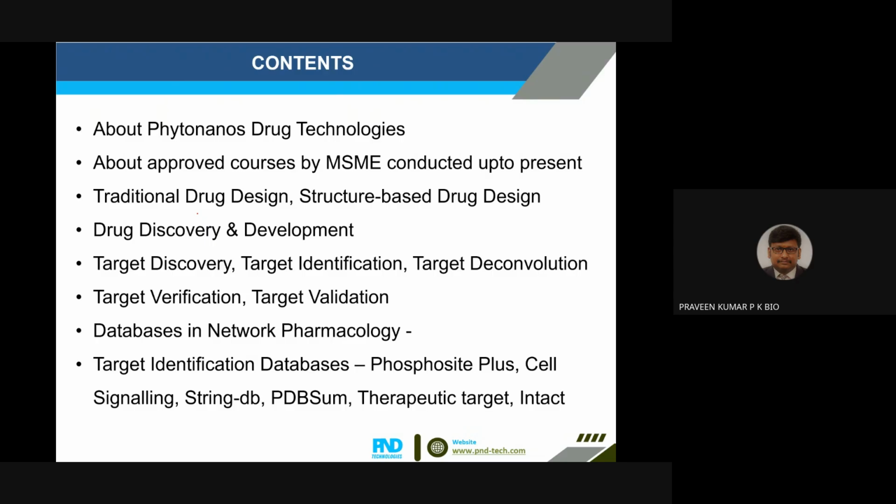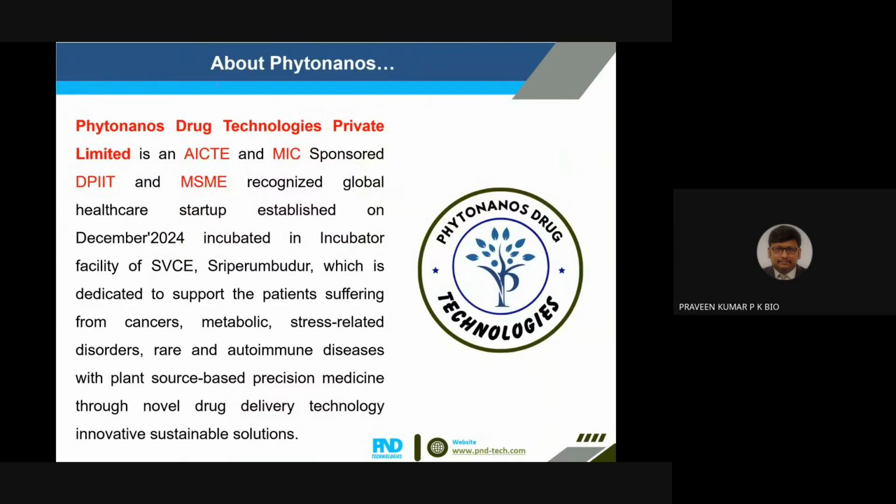We'll be discussing the types of drug design, drug discovery and development, and what we mean by target and target discovery, how target identification and target deconvolution work, including verification and validation. More about target verification and validation will be discussed tomorrow. The basics will be databases, especially chemical compound databases, protein sequence and structure databases, network pharmacology databases, and a few more target identification databases. Now let me come to the company, Phyto Nanostruct Technologies.